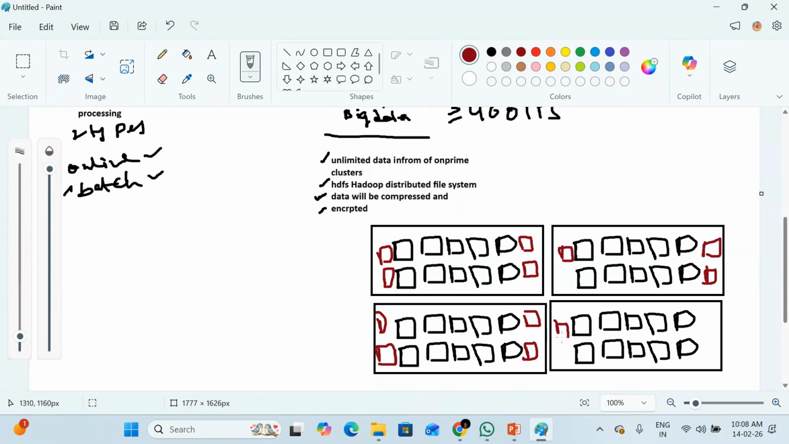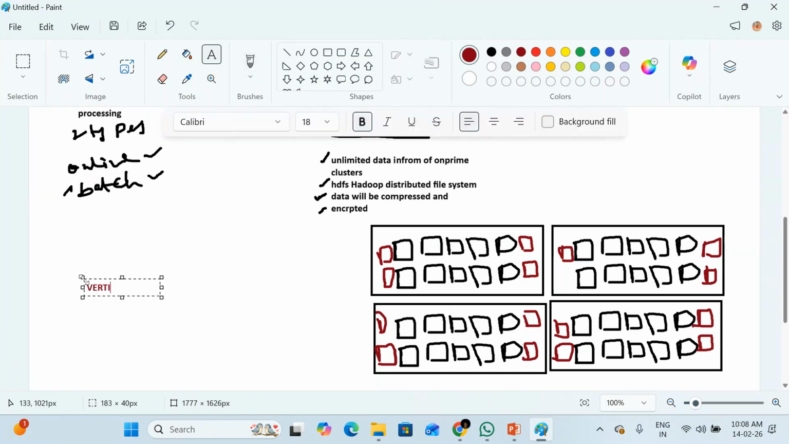Got my point? From the database point of view, two options are there, sir: vertical scaling and horizontal scaling. Very important, sir, an interview question. Vertical scaling means scale up and scale down. Horizontal scaling means scale out and scale in.